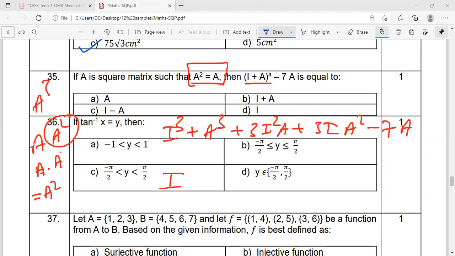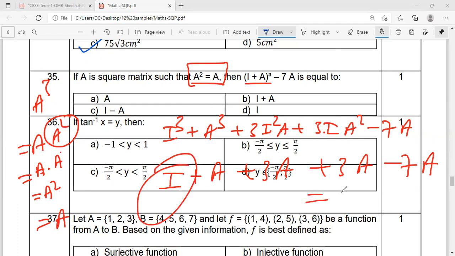What is A cube actually? A cube is also the same as A. All right. I square is I, so I into A is 3A. And I into A square is A square only, but A square is equal to A. That we have seen, A square is the same as A. It's given in the question also. So I can write 3A and minus 7A. Now if you look carefully, plus 7A, minus 7A, and plus I. So plus 7A and minus 7A get cancelled. You get only I. The answer of this is D.